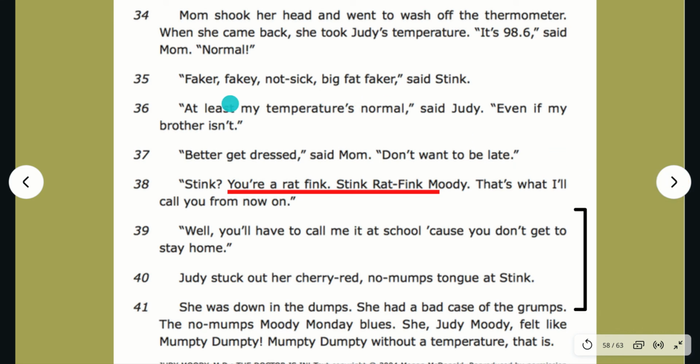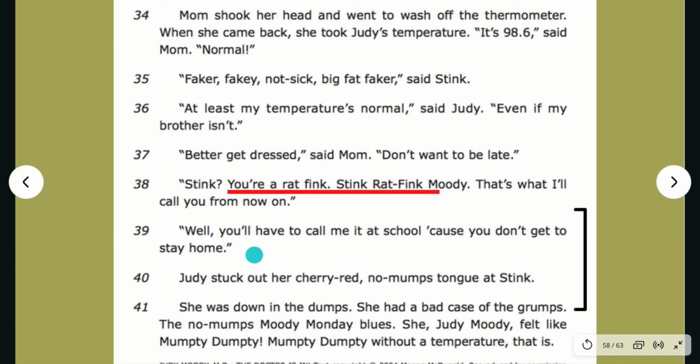Take a look at our keyword. We have it at the end of the story, and we found the name that Judy calls her brother, Rat Fink. If we read before and after, we see that her mom says, better get dressed, don't want to be late. We also see right after she calls him that, Stink tells her, well, you'll have to call me it at school because you don't get to stay home. Judy stuck out her cherry red, no mumps tongue at Stink.